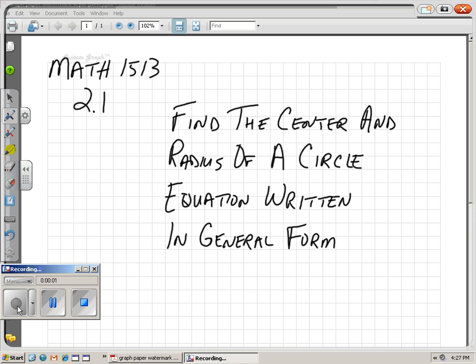Hi, this is Northern Oklahoma College Algebra Math 1513, Chapter 2, Section 1. We're going to find the center and radius of a circle equation that's written in general form, and we're going to have to complete the square to do this.